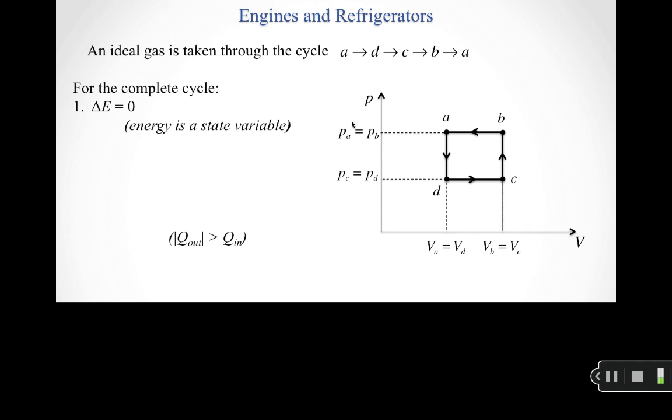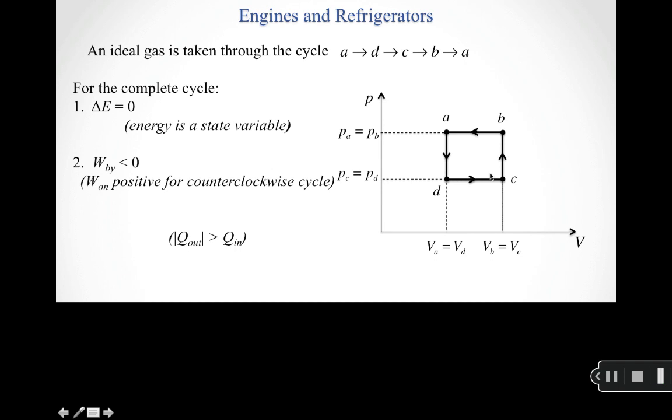This time, the energy change is still going to be 0 over the complete cycle because I'm back where I started. The work done by my system is going to be negative. I have a larger area under the curve for this compression than I have positive area under the curve for this expansion. So the work done by my system is negative, which means the work done on my system has to be positive.